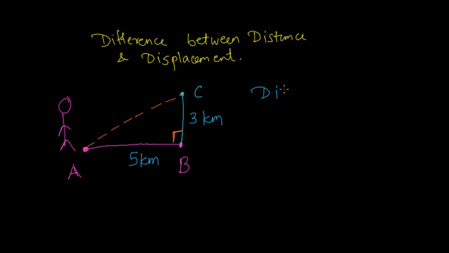Then distance covered would be 5 plus 3, 8 kilometer. Distance covered would be 5 plus 3 is equal to 8 kilometer. That is the actual path that the person, that is you, have traveled, that I am showing with a yellow line.